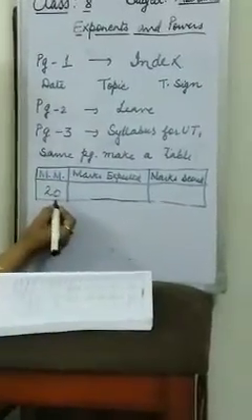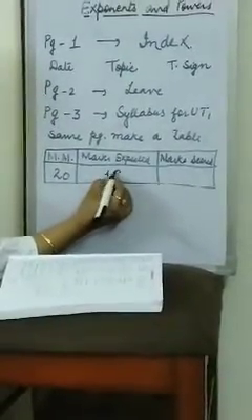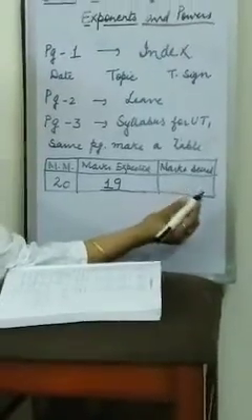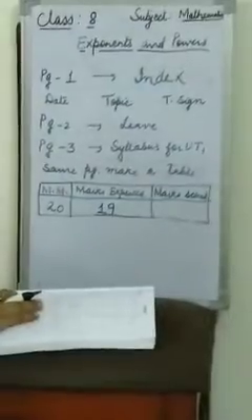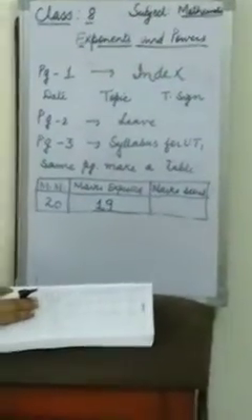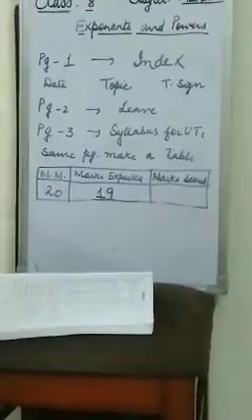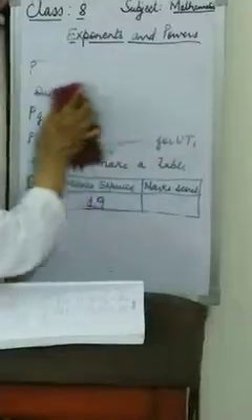Suppose the maximum marks, we know very well, is 20. Marks expected, suppose you are expecting that you are going to score 19 marks, and marks scored you have to fill afterwards when you see your unit test copy. Then on the next page, that is the 4th page, we are going to start with the new chapter, the first chapter, that is exponents and powers.